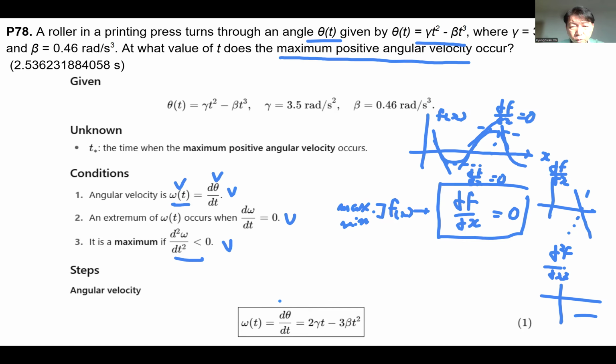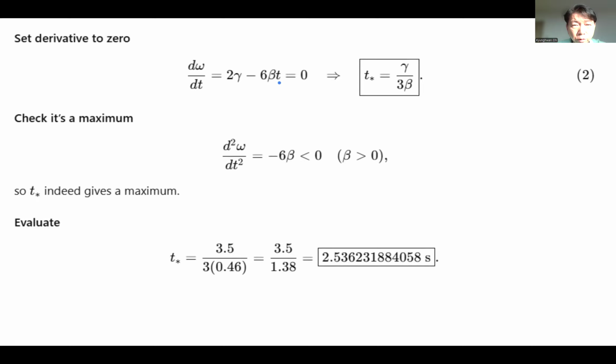So let's look at starting from omega(t). If you take the derivative, it is given by this one, and then we need to set it to 0, okay? And then t is this one, this is the only solution right now. So let's check it is the maximum. If we take a second derivative, this is minus 6 beta, that means if beta is positive, it's going to be negative. Okay, so at this t, it is maximum. Okay, so this is the time.